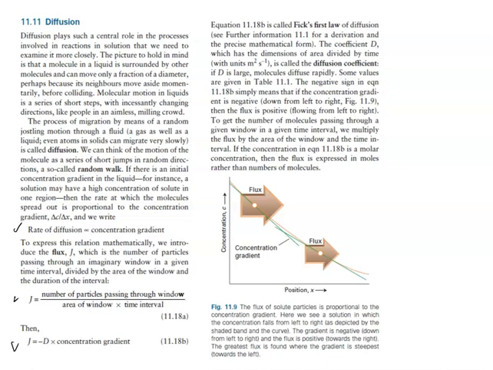So let's take a look at Figure 11.9 here. The flux of solute particles is proportional to the concentration gradient. Here we see a solution in which the concentration falls from left to right, as depicted by the shaded band of the curve. The gradient is negative, down from left to right, and the flux is positive towards the right. The greatest flux is found where the gradient is steepest, towards the left.